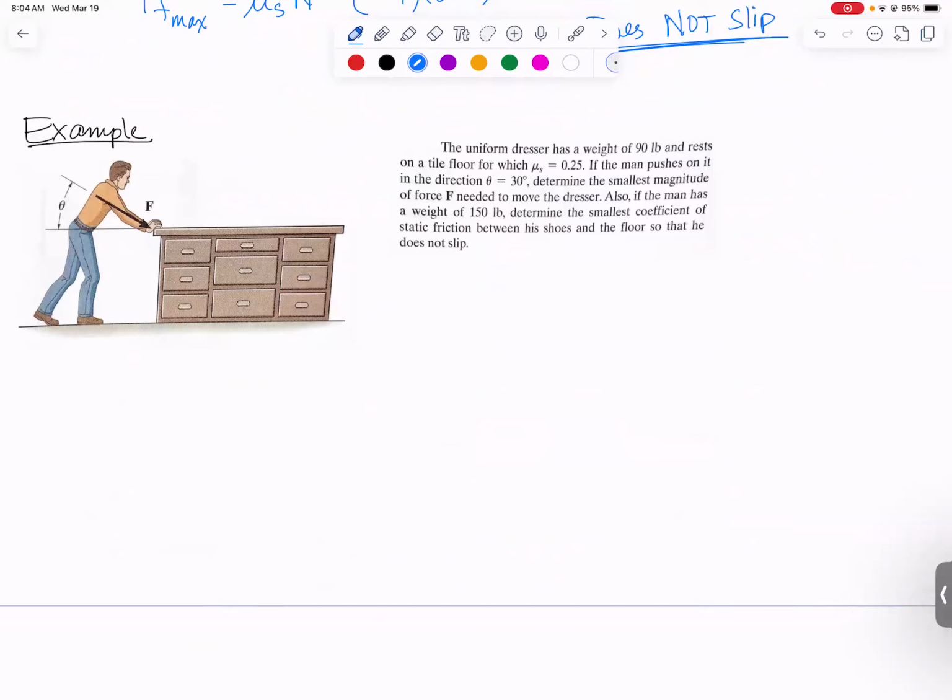Here's the harder example. So we've got a guy that is trying to push a dresser, and they tell us the dresser has a weight of 90 pounds and rests on a floor with a coefficient of friction between the dresser and the floor, right?